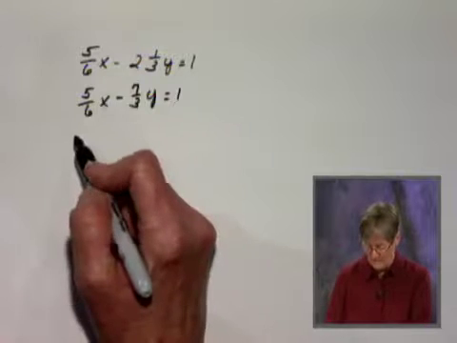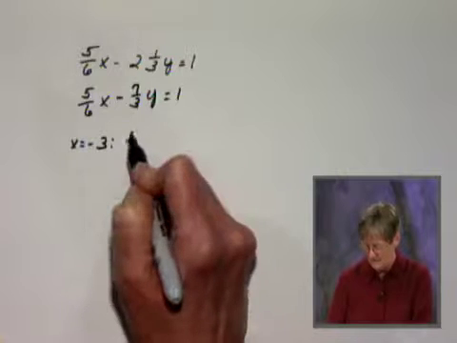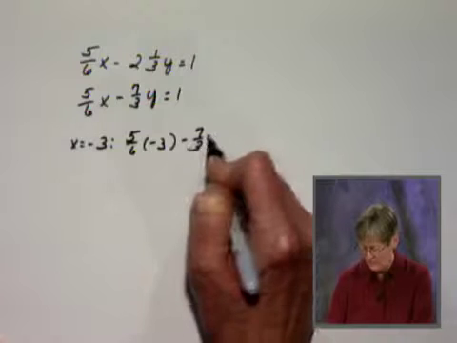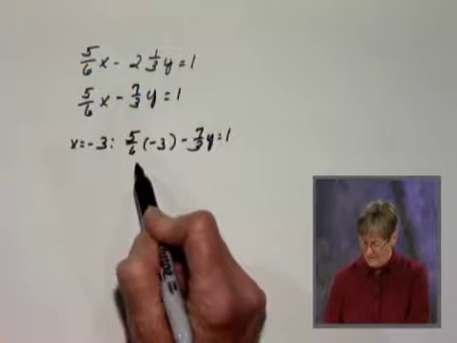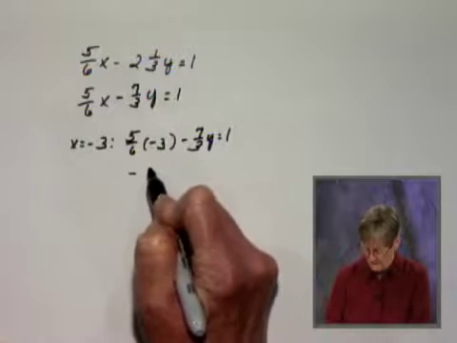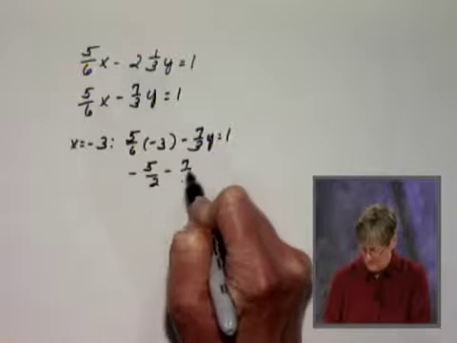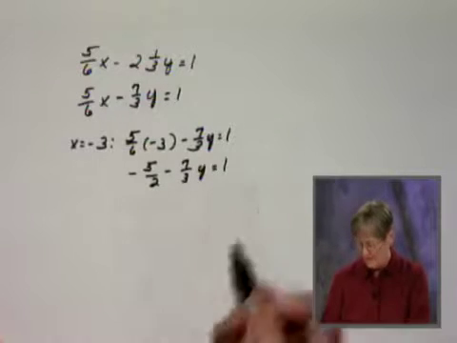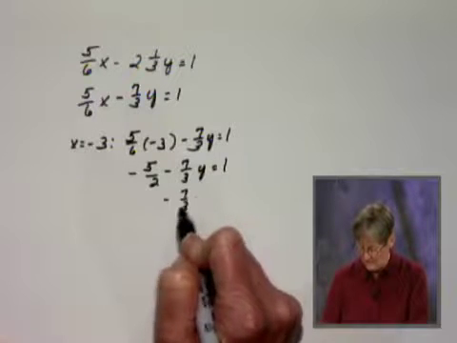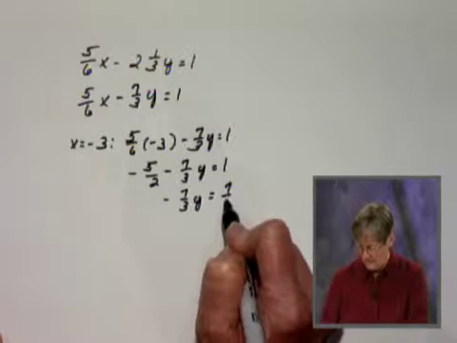Let's let x be -3. When x is -3, I have 5/6 times -3 minus 7/3 y equals 1. This is going to be -5/2 minus 7/3 y equals 1. If I add 5/2 on both sides of the equation, I get -7/3 y. I'm going to have 5/2 plus 2/2 is equal to 7/2.